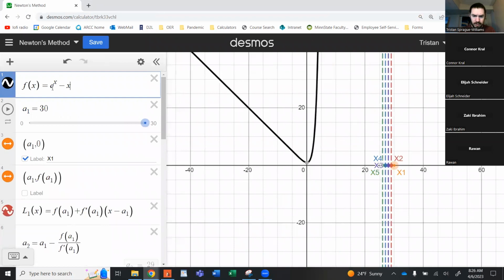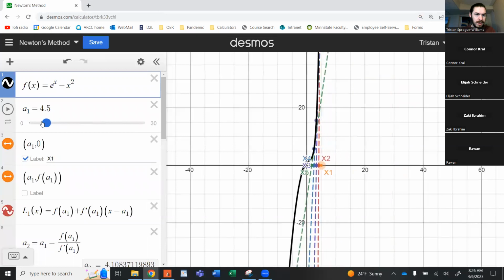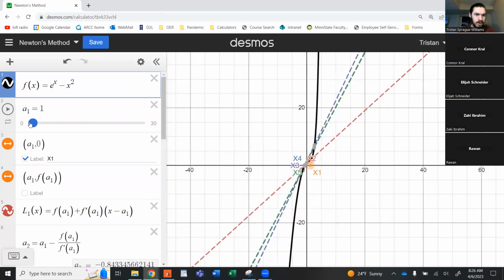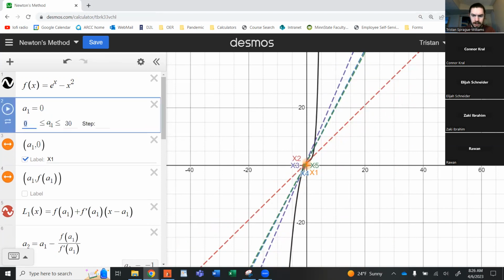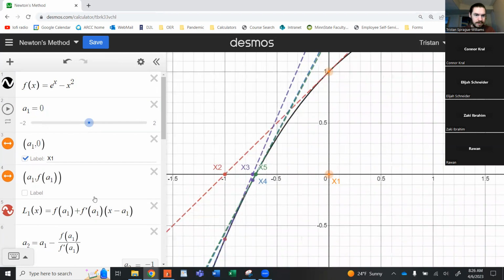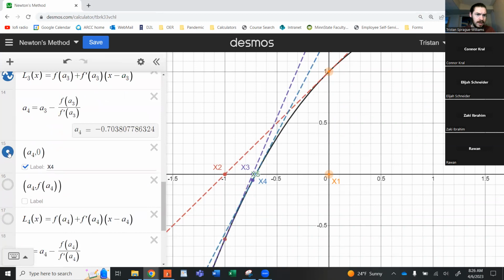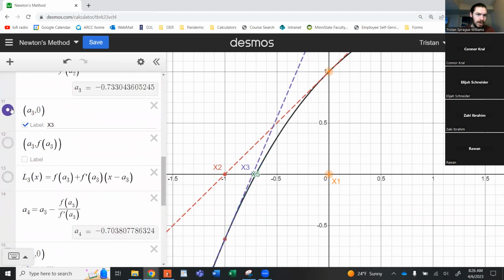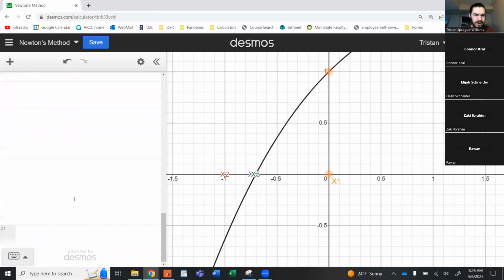We're going to do e to the x minus x squared again. There we go. And let's set our initial guess equal to 0. I guess, yeah, I'll do 0. Negative 2 to 2. Okay, zoom in. So here's our initial guess. I'm going to go down here and kind of turn off colored lines and things. We'll turn it back on slowly so you can see what it looks like. Okay, yeah, so you start here.